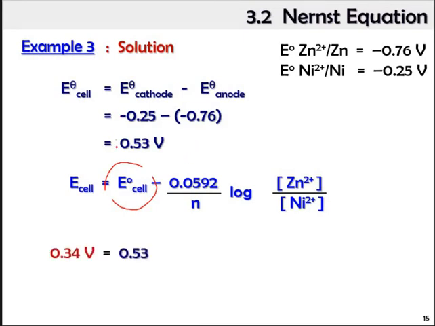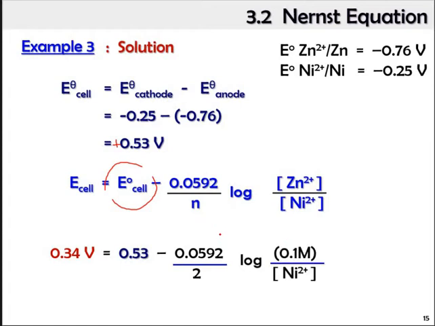So put here positive, right? And then E cell is given positive 0.34, E naught cell masukkan nilai, and then N is equal to 2, substitute the value of zinc 0.1 molar, and nickel you have to find the concentration for nickel. So masukkan dalam calculator dan dapatkan jawapan dia.